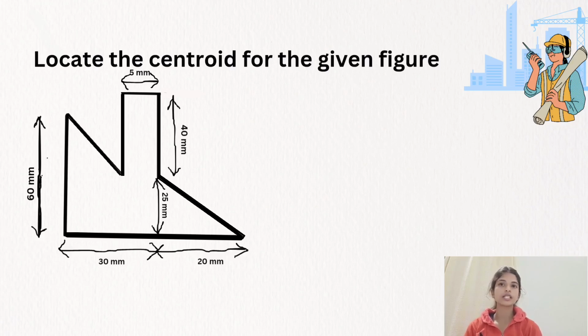If the figure is symmetric about the vertical axis, then x bar is equal to the total width of the figure divided by 2. And if the figure is symmetric about the horizontal axis, then y bar is equal to the total depth divided by 2. If the figure provided is not symmetric, we have to divide the figure into known geometrical components, and then find the respective centroids of the components using the tabular column.